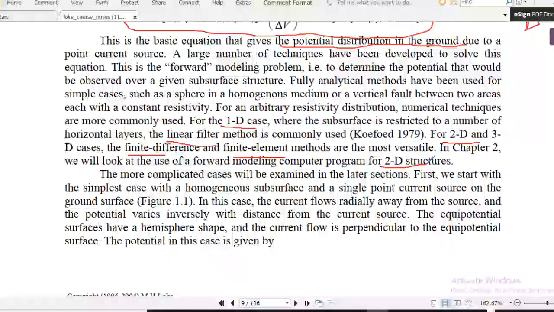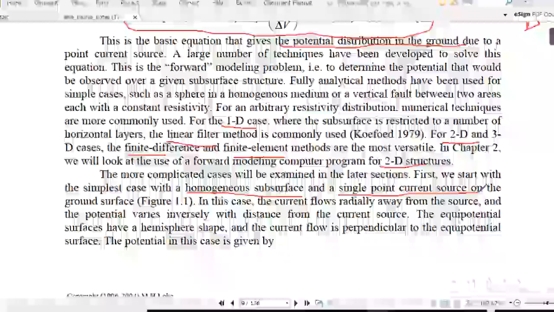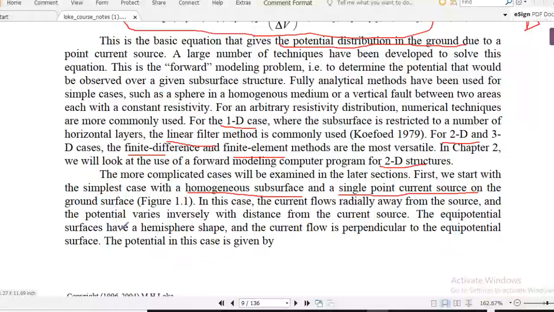First, we start with a simple case with a homogeneous subsurface and a single point current source. The potential varies inversely with distance from the current source. The equipotential surfaces have a hemisphere shape for a single electrode. Then the current flow is perpendicular to the equipotential surface. The potential in this case is given by here.